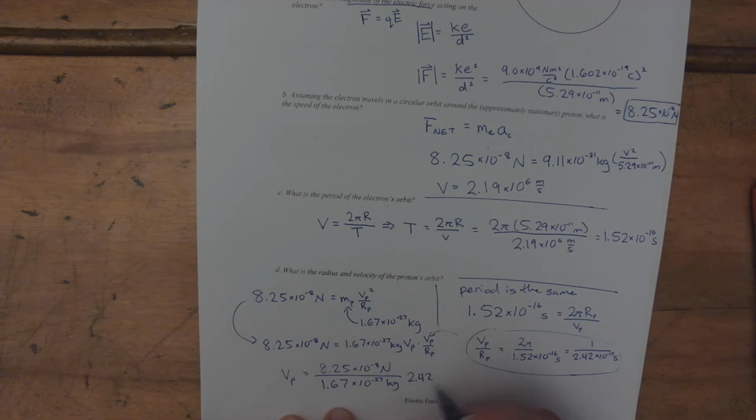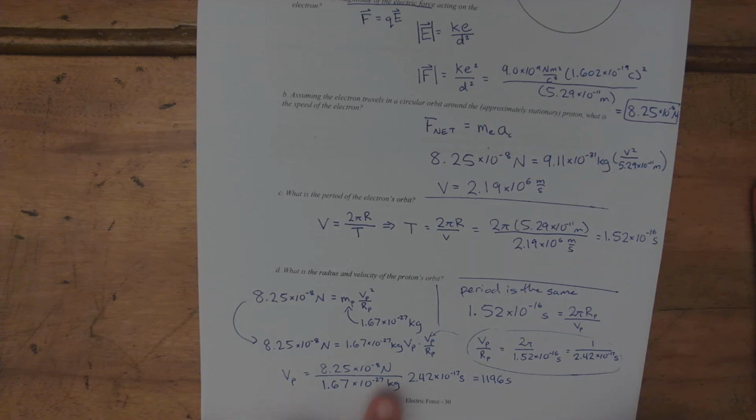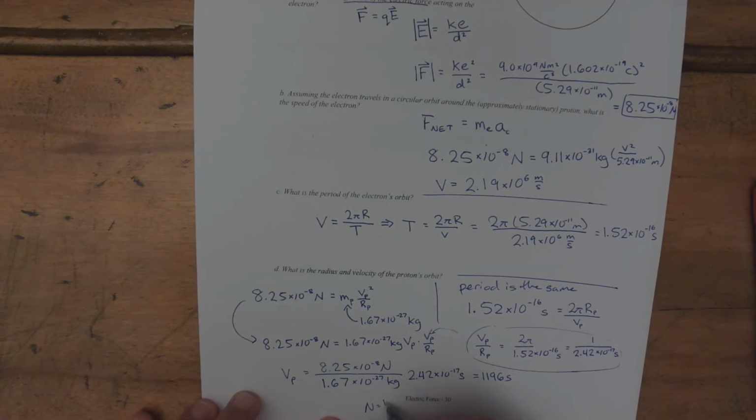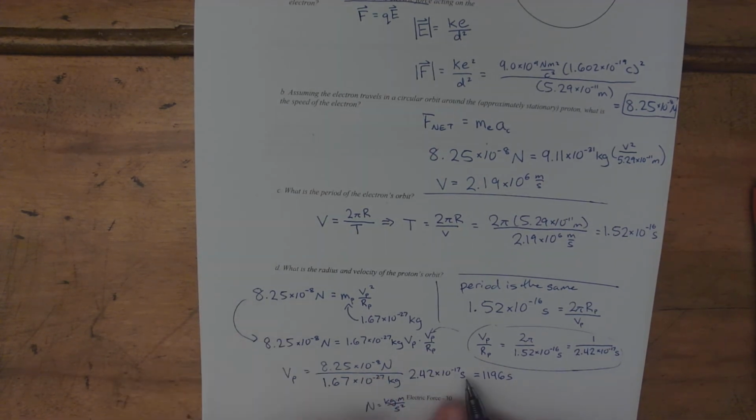You can pause the video if you need a little time to go through that on your own. And assuming that I did everything correctly here, I get 1,196 seconds, which rounds to, this is supposed to be a velocity. A newton is equal to a kilogram times a meter per second squared. Kilograms are going to cancel out. One of these seconds will cancel out with one of those seconds, and that will be meters per second.